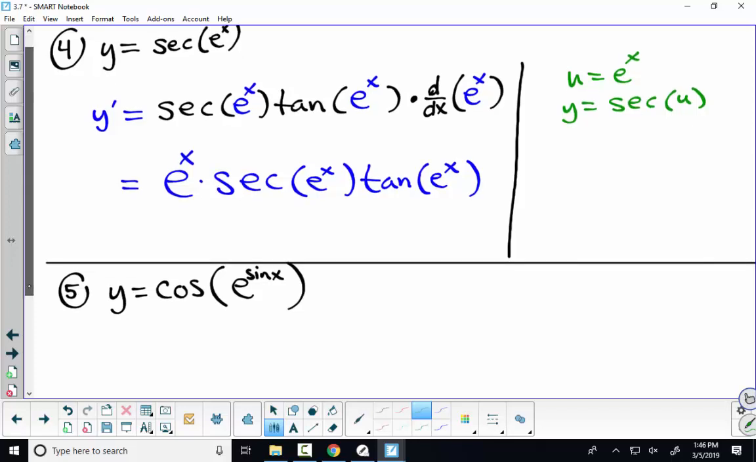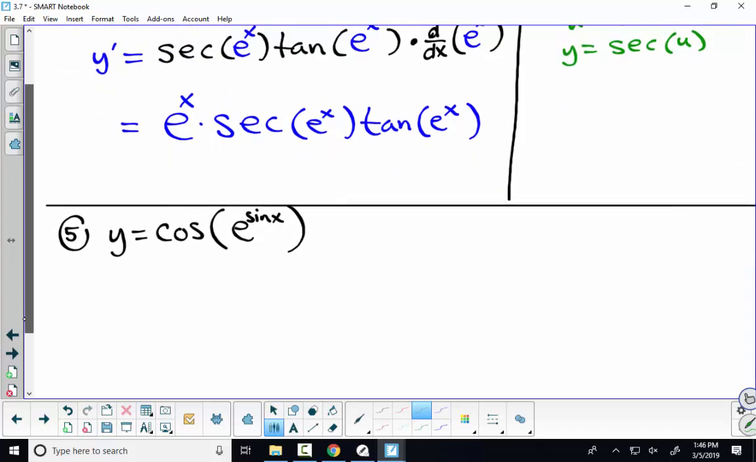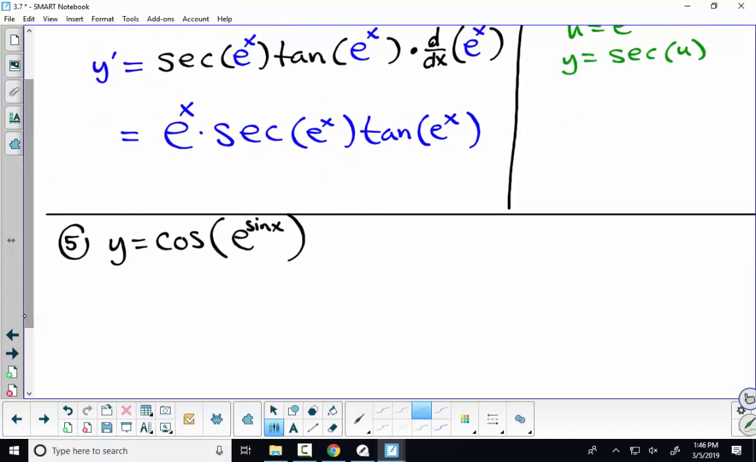Okay, so why don't you all try example number 5. It's the cosine of e to the sine x.